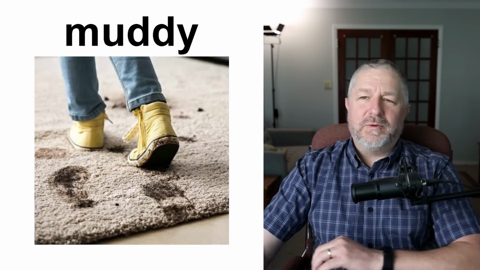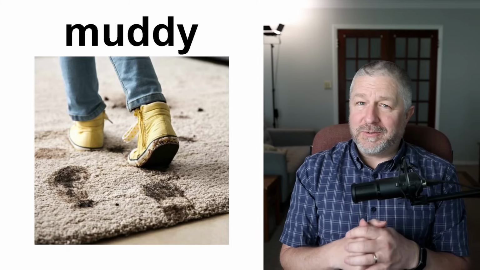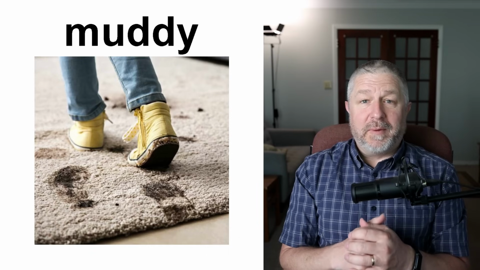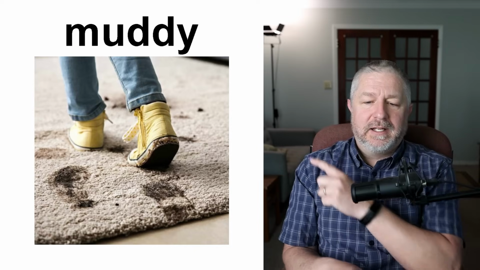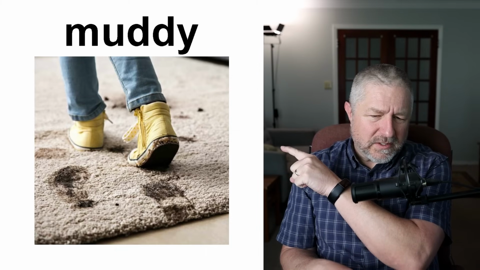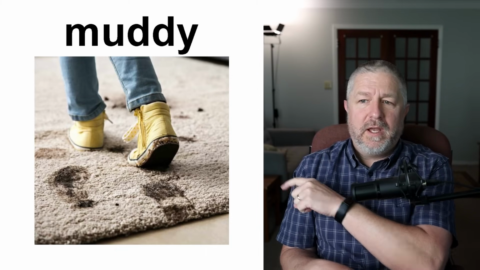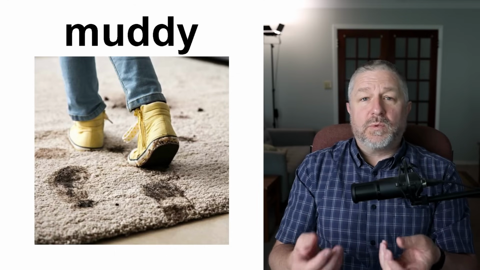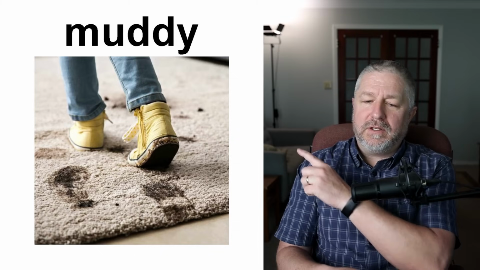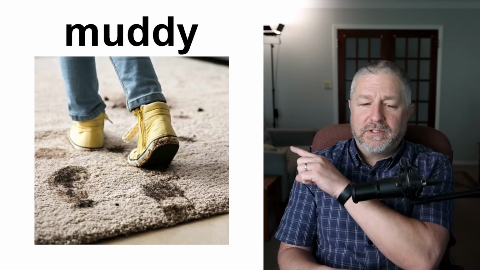Muddy. So you might have children, or you yourself might sometimes walk in your house or apartment with muddy boots, and then you might have a muddy carpet. So notice I can say in this picture, these shoes or boots, it's kind of hard to see. I would say shoes. These shoes are muddy. This carpet is muddy. When you walk outside, when it's wet outside, dirt turns to mud when it's wet, and then you get it on your shoes. And then if you walk in, you get it on your carpet. So these shoes are muddy.